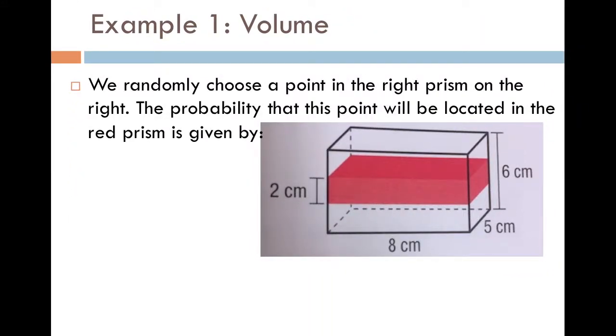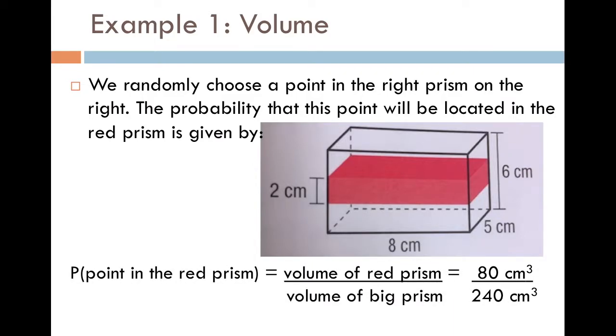Here's an example. We randomly choose a point in the right prism in the lower right. The probability that this point will be located in the red prism: first, you need to find the volume of the red and then the volume of the total prism. If we look at the volume of the red prism, we have prisms, so length times width times height. So 2 times 8 times 6 gives us 80 centimeters cubed. And the whole volume of the big prism, 8 times 5 times 6, gives us 240 centimeters cubed. So the probability that it will land inside the red prism is 80 over 240.